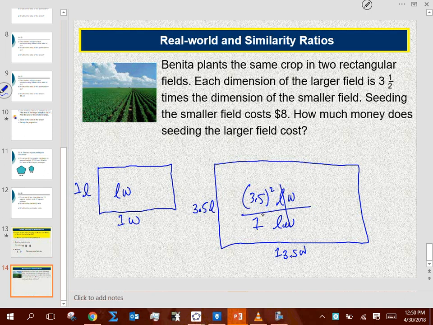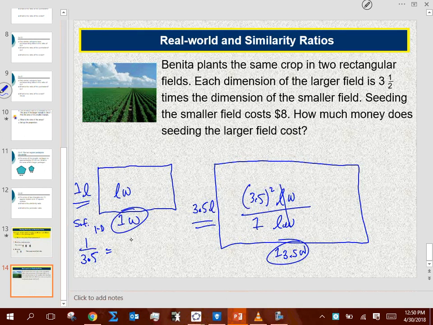Does that make sense, everybody? Well, how does that relate? My scale factor is 1 to 3.5. That's the scale factor. That's a linear dimension. That compared to that, or that compared to that.